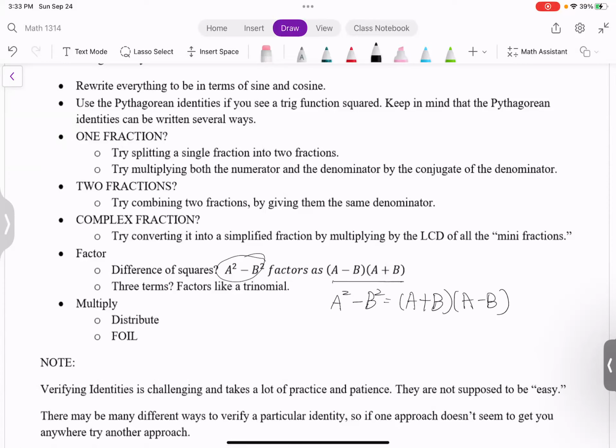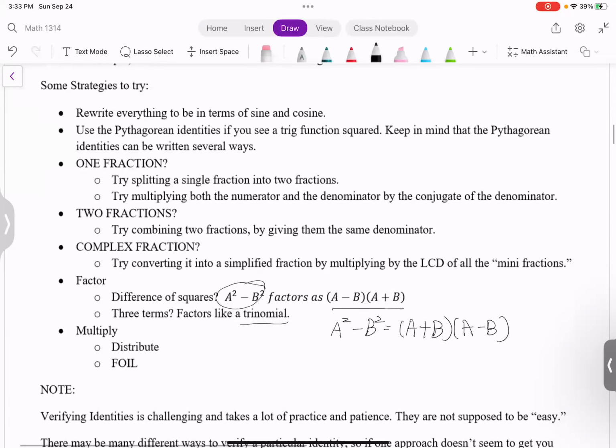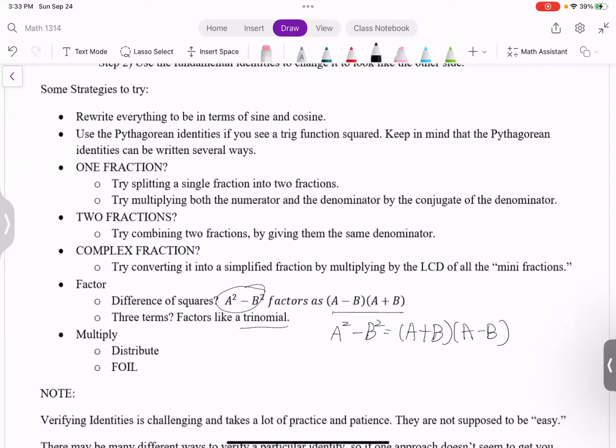Next one, three terms: factor trinomials. Next skill or strategy is multiply. We can distribute, we can FOIL if we are multiplying trinomials or binomials. We can do the FOIL. We can also do the distribution.